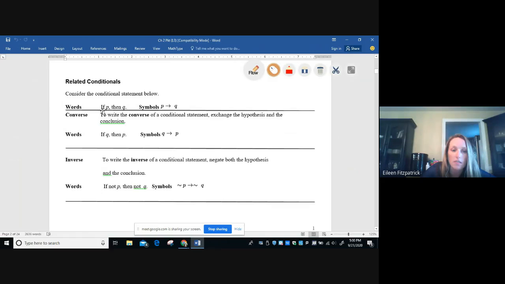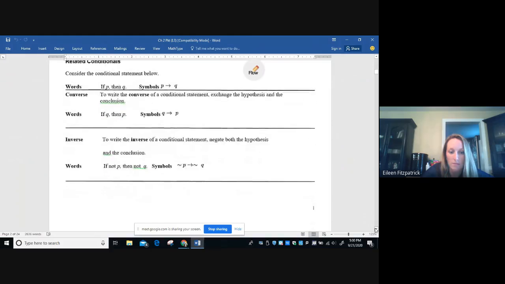So the converse is if Q, then P. So the conditional, again, right up here is if P, then Q. The converse, you flip the hypothesis and conclusion, right? So it would be if Q, then P. So in order to write the converse, all you have to do is interchange the hypothesis and conclusion. Now the inverse is if not P, then not Q. Remember we just did negations above and notice the symbols. Negate P implies negate Q. So you take the conditional and you negate both the hypothesis and conclusion. Okay, and we're going to do examples of both in just a moment.